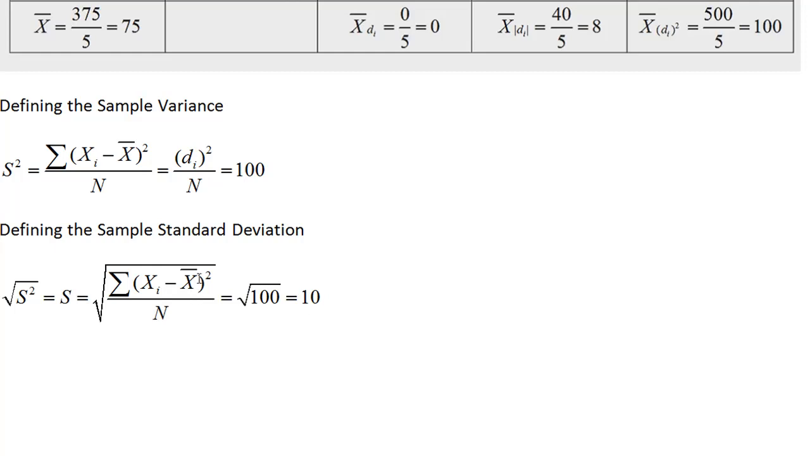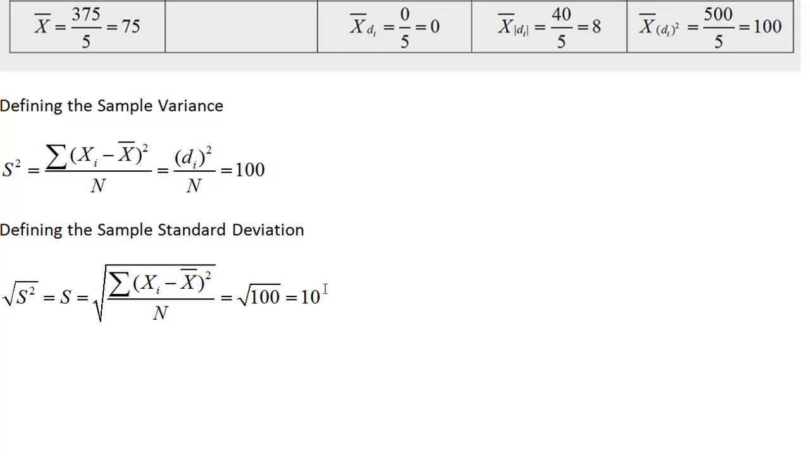So when I take the square root of the variance, I get the standard deviation. The square root of the variance is equal to the standard deviation. If this number were, instead of 100, let's say it was equal to 9 for some data set. So the variance is equal to 9. What is the standard deviation? It's equal to 3.